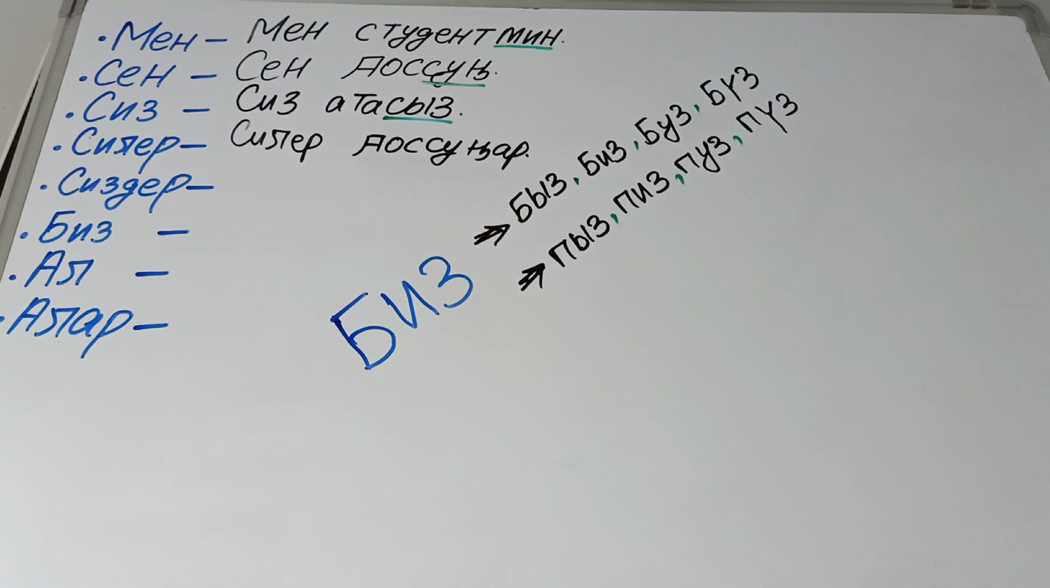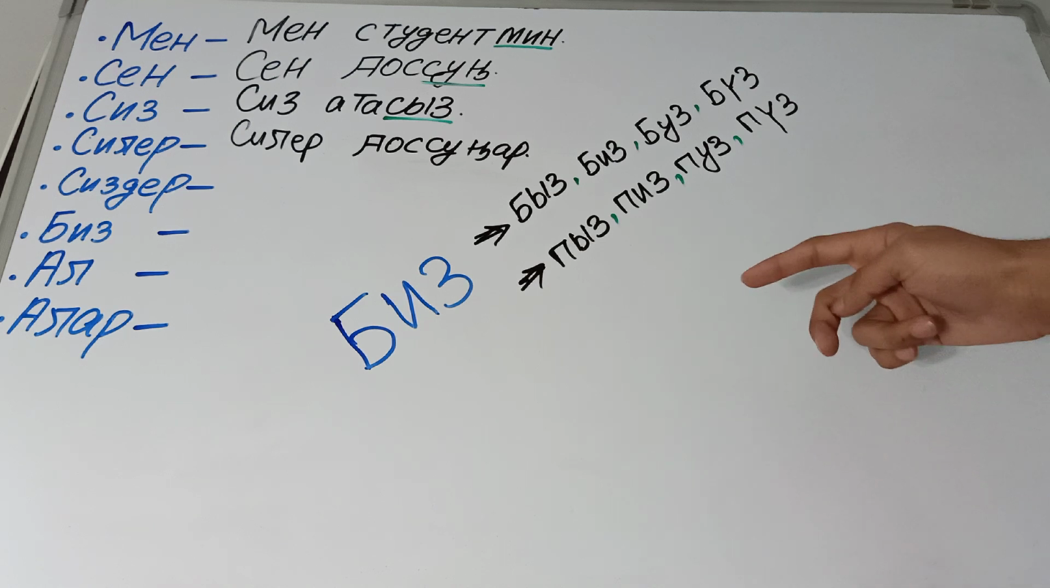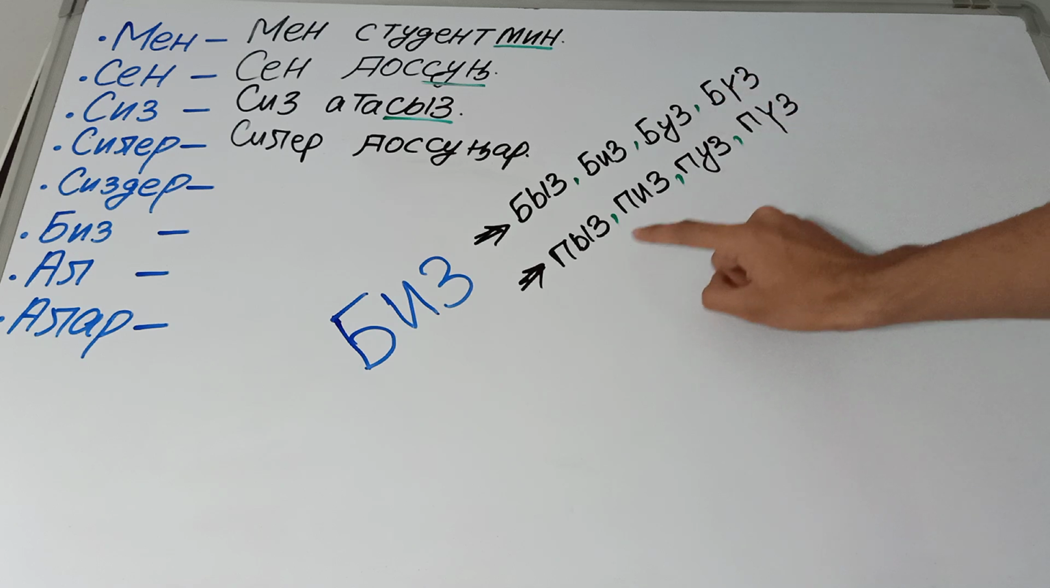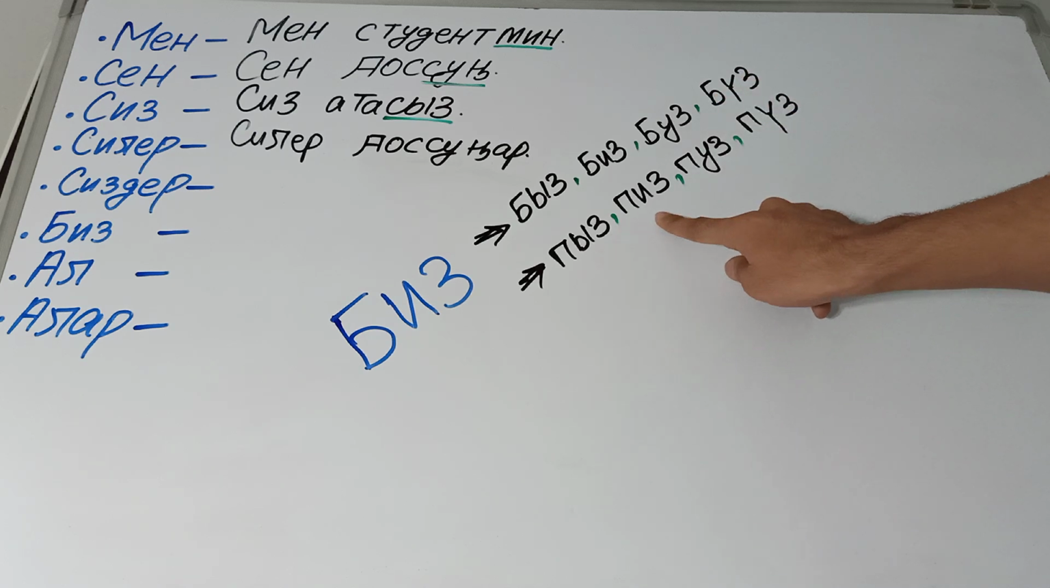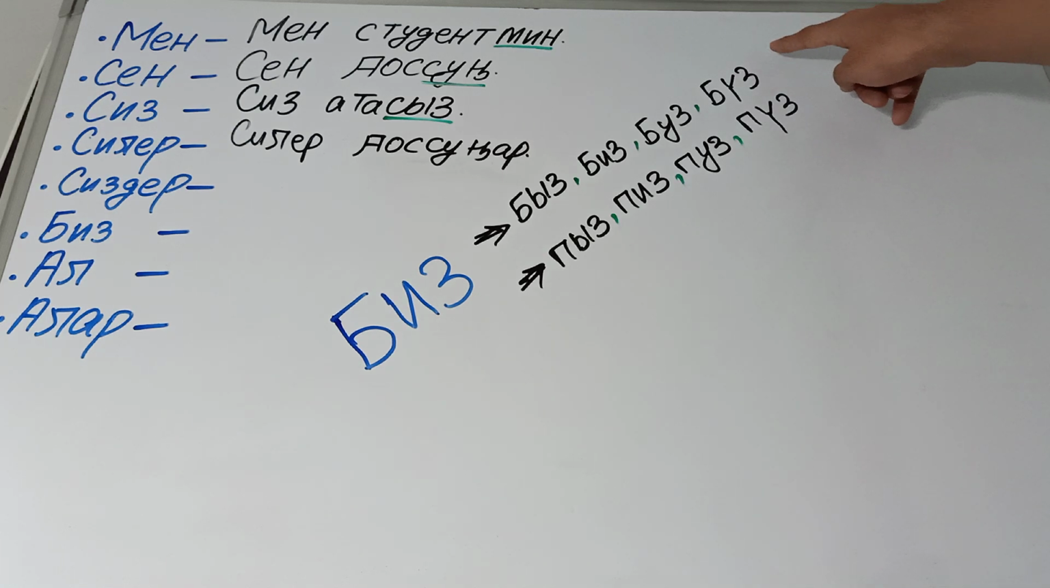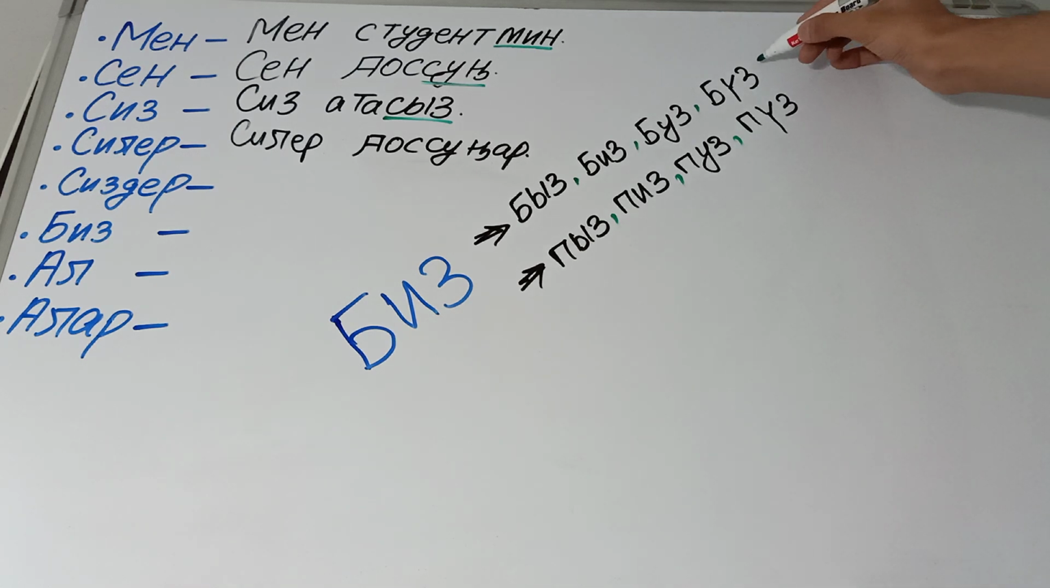As we have already talked about, the personal endings of "biz" are of two types. The first type is biz, biz, buz, biz. The second type is biz, biz, buz, buz. So the question is where we use this sequence and where we will use that sequence. First of all, we will talk about this sequence.